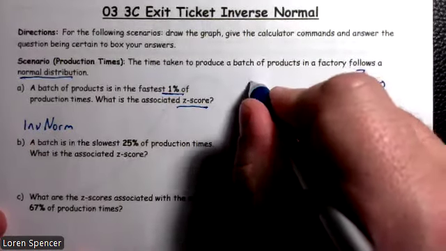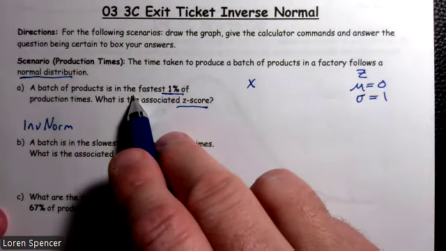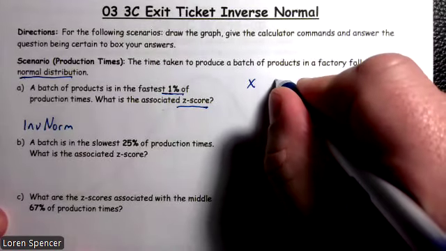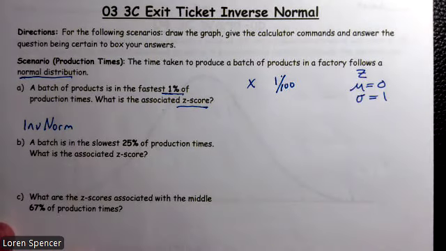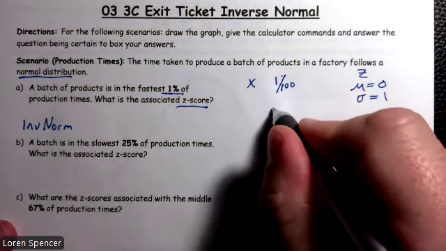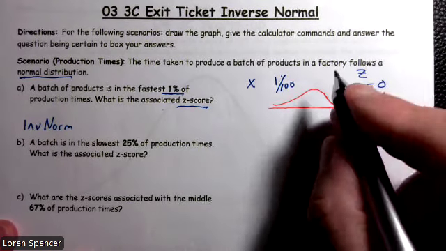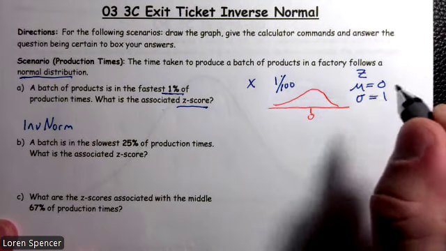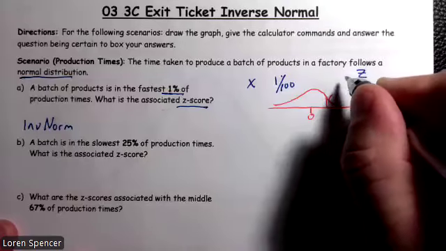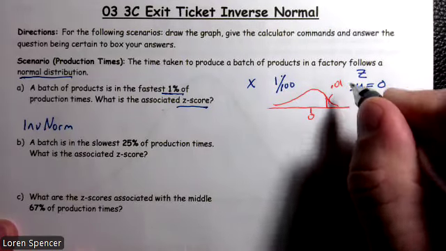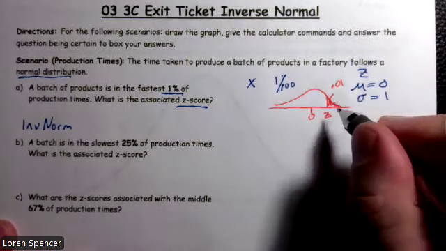But I also recommend putting an X and asking, is that 1% above X or 1% below X? Well, this is the fastest, so the fastest should be above it. And remember, we always put percents over 100. So my graph is going to look something like this. We have a mean of 0 because it's a Z score, a standard deviation of 1, and we're looking for the upper 1%. So this is going to be 0.01.